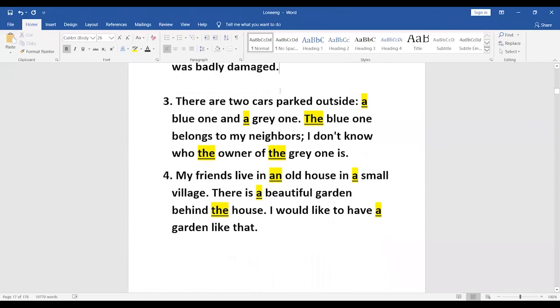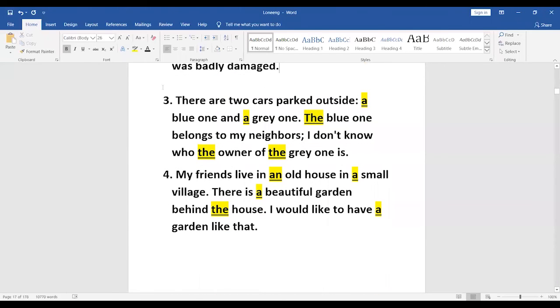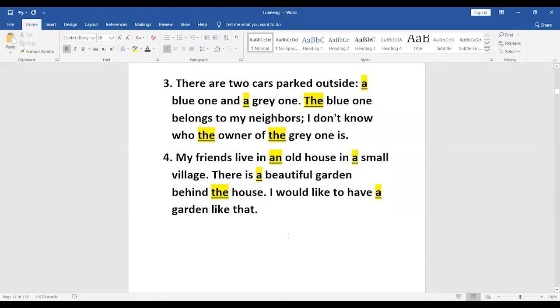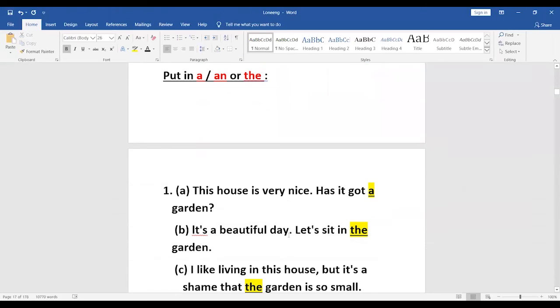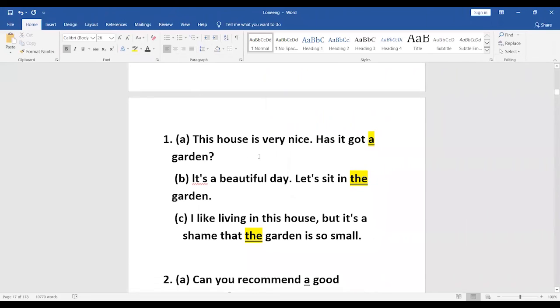Okay, now all these sentences are there for you to work out. Please memorize them, practice them at home, read them, listen to them. Okay, let's take a look at another example. I'm going to read out the first one for you. Okay, here you need to put a and the. Okay, again, this house is very nice. I'm talking about a specific house.